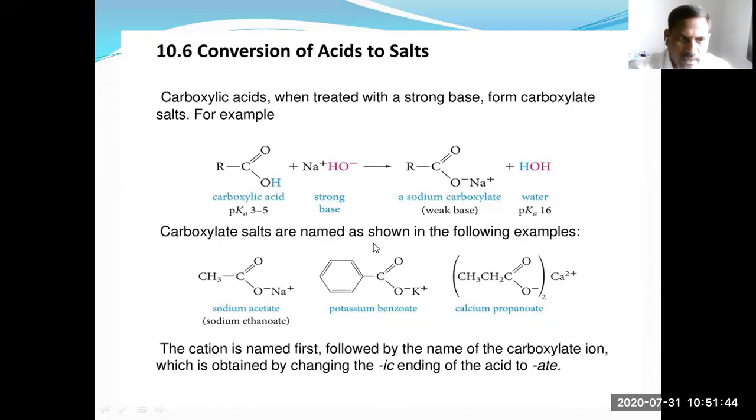Carboxylate salts are named as shown in the following example. This is sodium acetate, potassium benzoate, calcium propionate. Acetic acid reacts with sodium hydroxide, you can get sodium acetate. Benzoic acid reacts with potassium hydroxide, you can get potassium benzoate. Propanoic acid reacts with calcium hydroxide, you can get calcium propanoate.